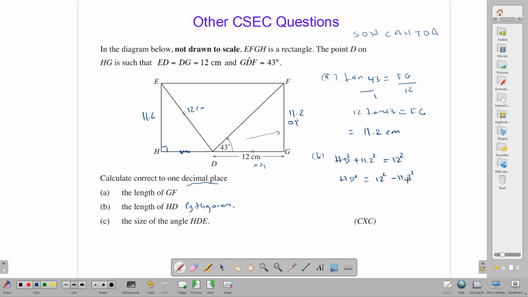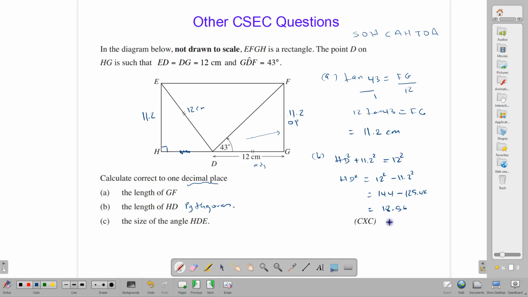So you can punch that in your calculator. 12 squared minus 11.2 squared. And that should give you 12 squared, which is 144, minus 11.2 squared, which is 125.44. And you do that subtraction. If you want to take the long route out, 144 minus 125.44, you would get 18.56.